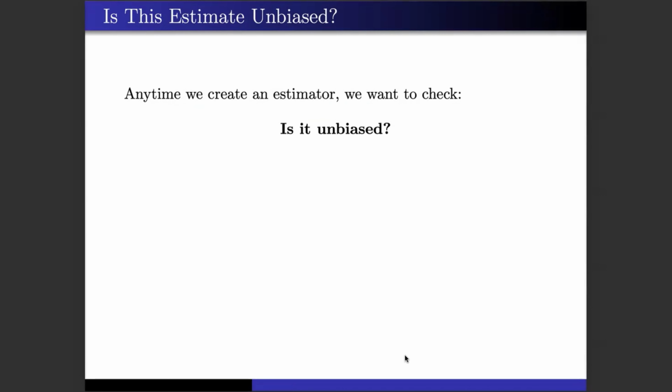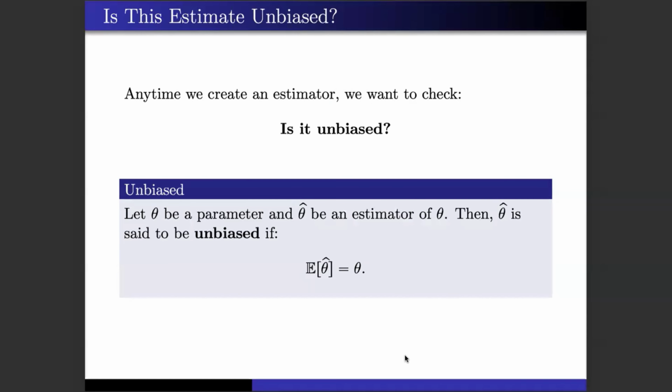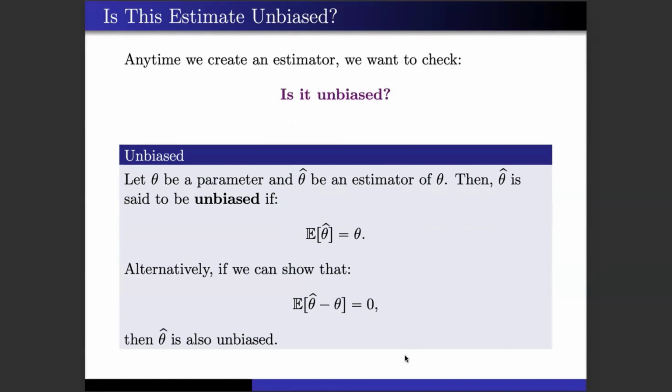And before we prove that, let's quickly review the definition of unbiasedness. Let theta be a parameter and theta hat be an estimator of theta. Then theta hat is said to be unbiased if the expectation of theta hat is equal to theta. Alternatively, we can also show that the expectation of theta hat minus theta is equal to 0. Both the statements are equivalent. We can start by considering theta hat minus theta and then take the expectation. If the expectation of that statistic is equal to 0, we say that theta hat is unbiased.